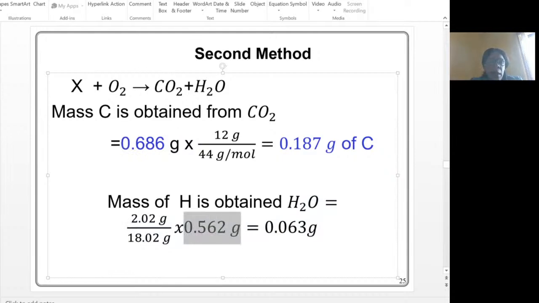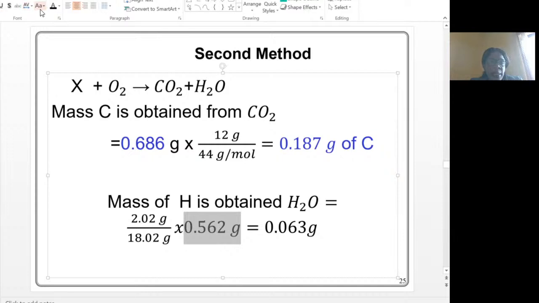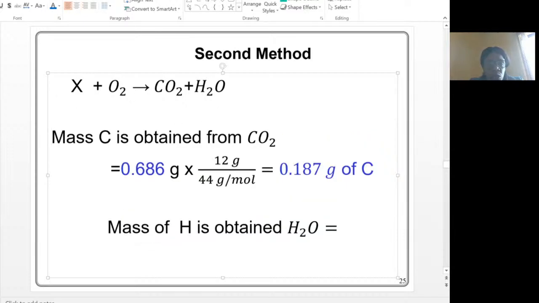But what is our target, or what is our task? Our task is to determine the mass of carbon in carbon dioxide and the mass of hydrogen in water. Because these two elements, carbon and hydrogen, are contained in the organic compound X. The moment you determine their masses, it means you'll have obtained their actual masses from the starting material.